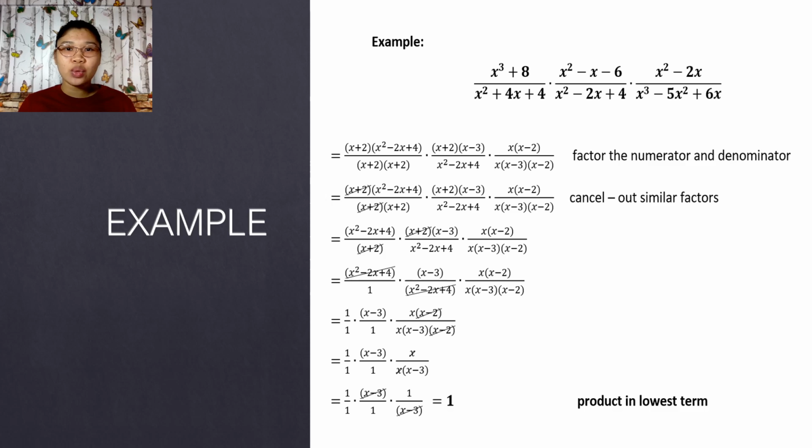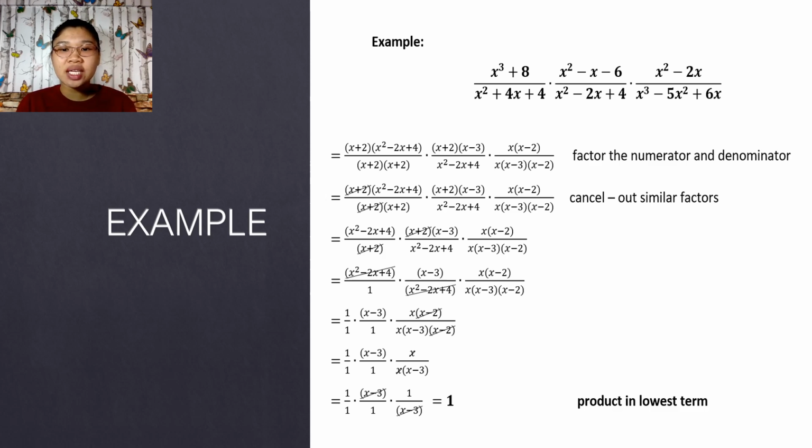So again, I will just be reminding you how to multiply fractions or rational expressions. Just multiply the numerators and then multiply the denominators. However, there are times when there are so many factors wherein you can cancel out each other.